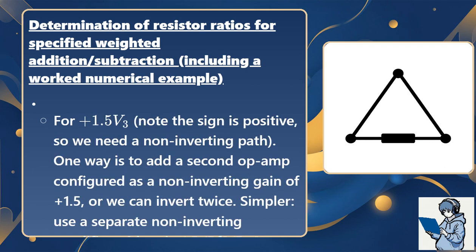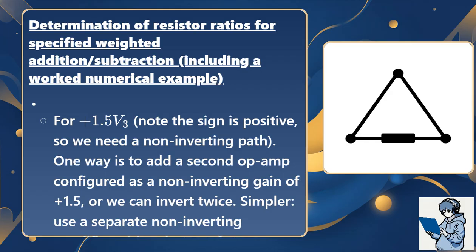For positive 1.5 V3, note the sign is positive, so we need a non-inverting path. One way is to add a second op-amp configured as a non-inverting gain of plus 1.5, or we can invert twice. Simpler, use a separate non-inverting amplifier with gain 1.5, RF2 over RG2 equals 0.5.